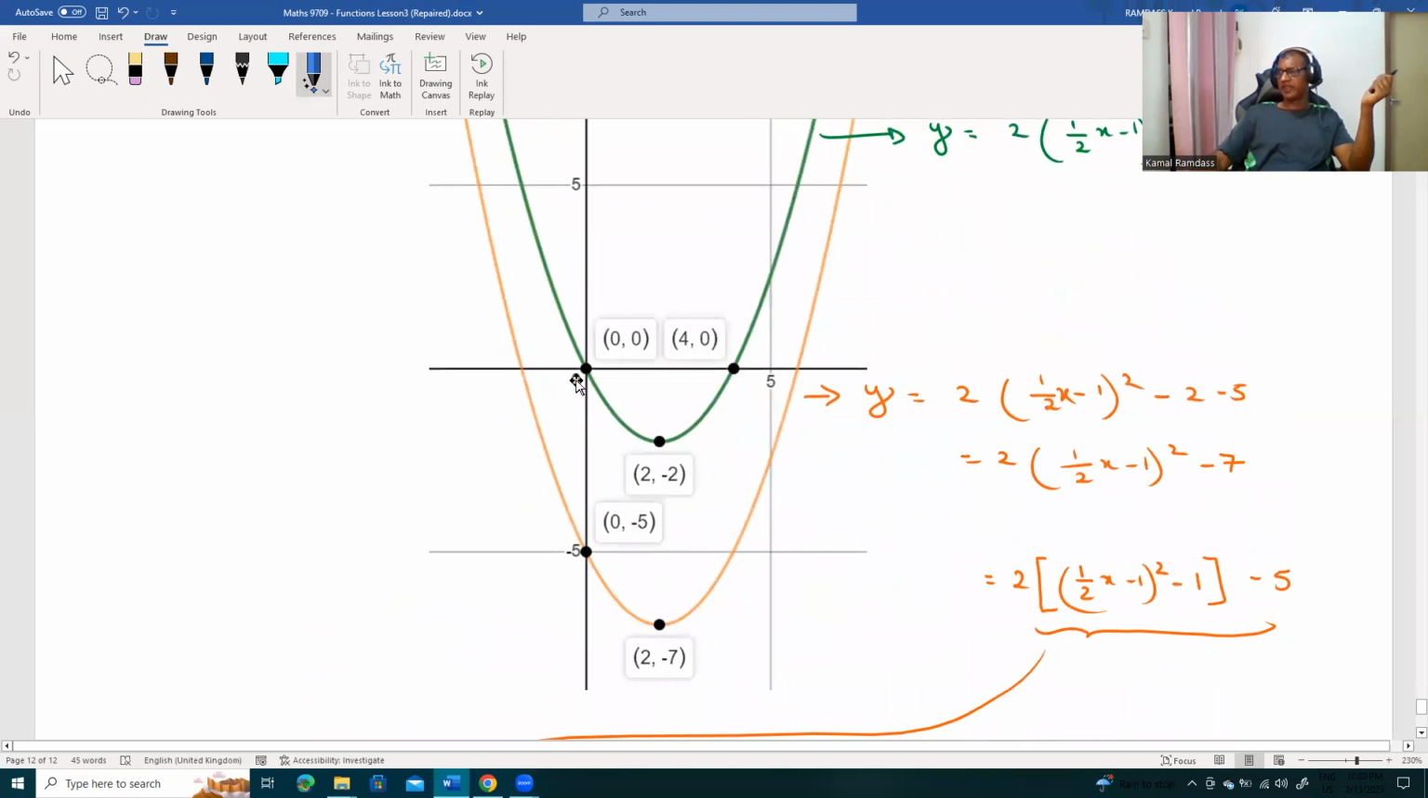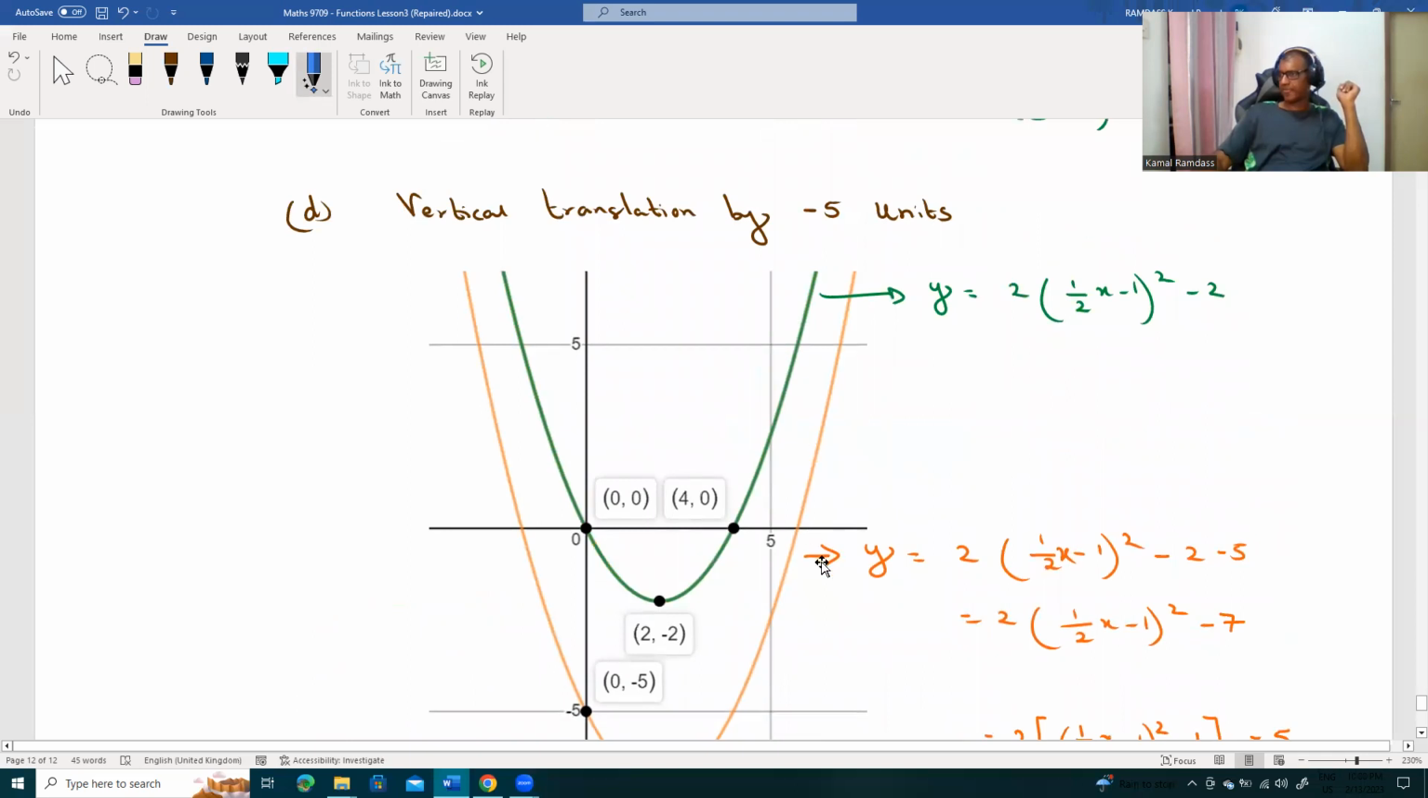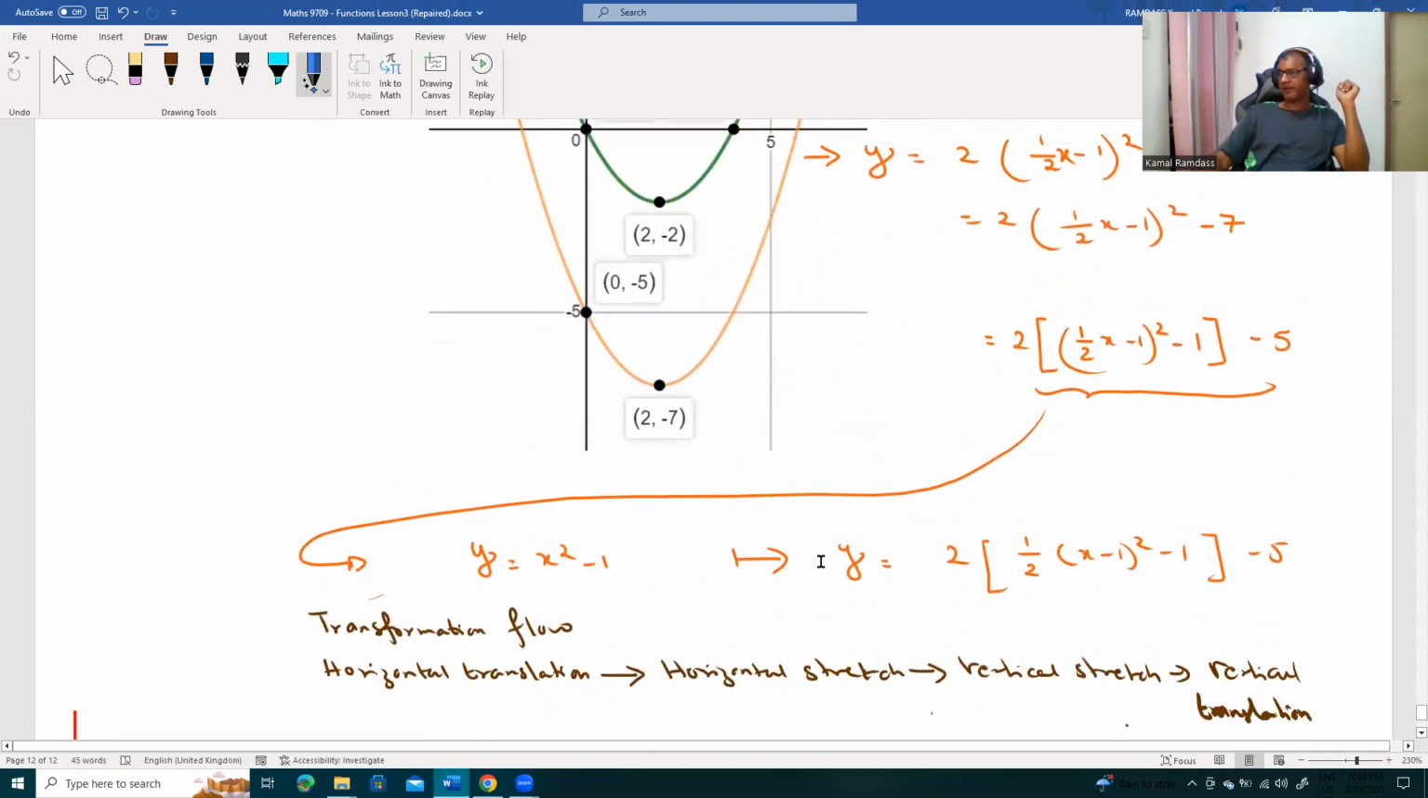Bon, bien sûr, je suis capable de gagner une équation là. Ça va une route là aussi. Un x-axis intercept là. Et tout simplement, je besoin de une quadratique formula pour gagner ça. OK? Et finally, y is equal to x squared minus 1 is mapped onto y is equal to 2 into square bracket half into x minus 1 to the square minus 1 close square bracket minus 5. The transformation of flow, c'est horizontal translation, horizontal stretch, vertical translation.